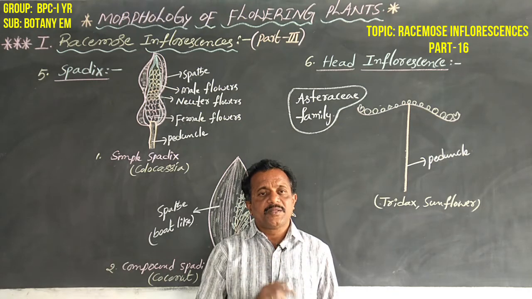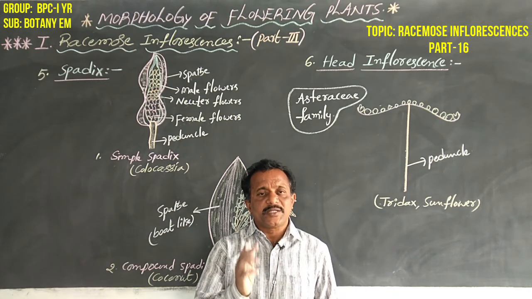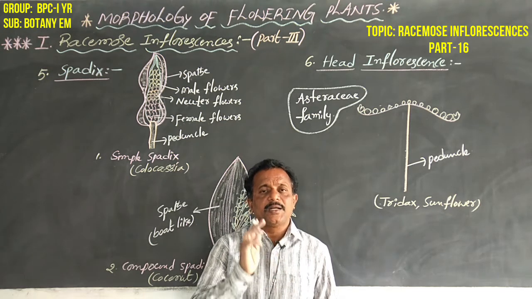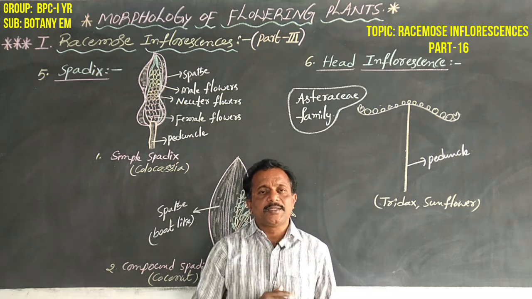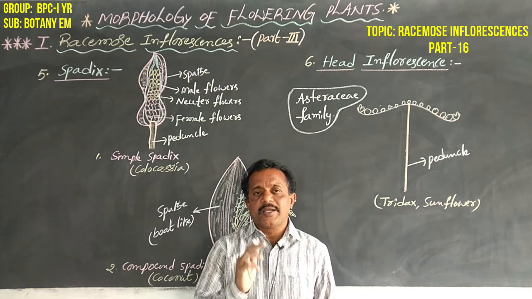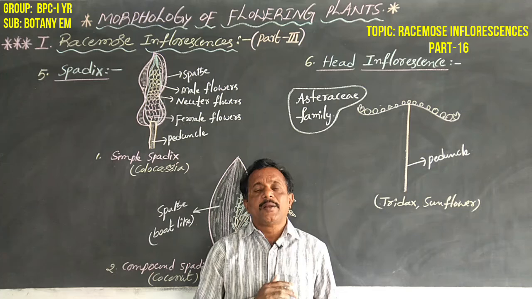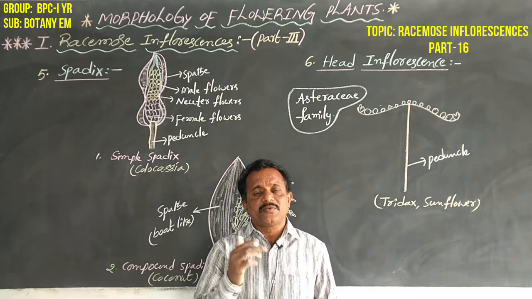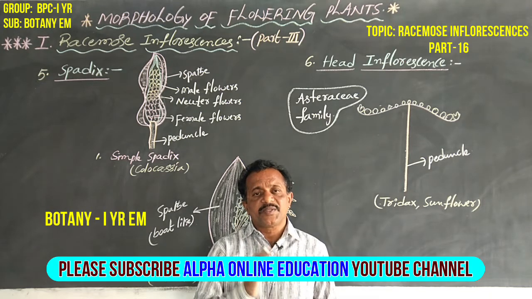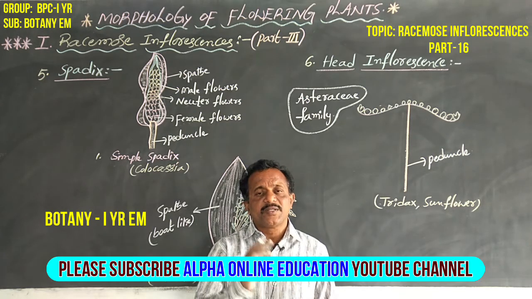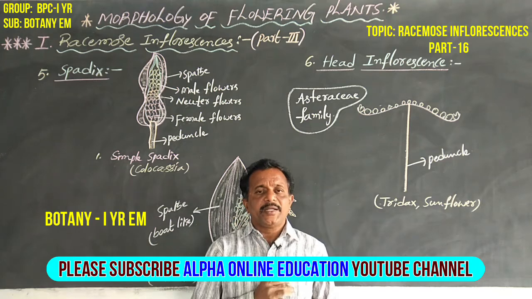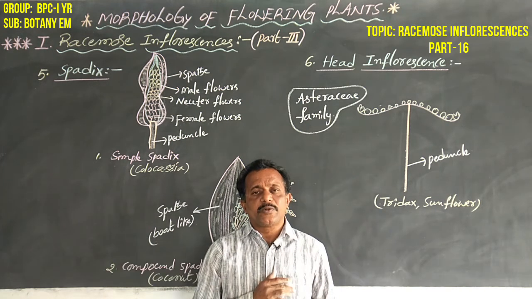Once again, what is the meaning of inflorescence? The arrangement of flowers on the floral axis is called inflorescence. The inflorescence is also known as peduncle. Inflorescences are of three types, namely racemose inflorescence, cymose inflorescence and special types of inflorescence. Today we completed racemose inflorescences.